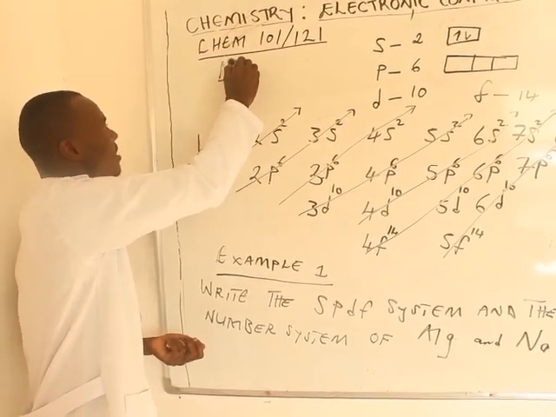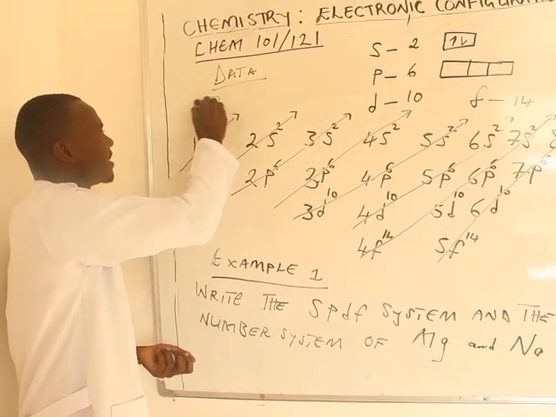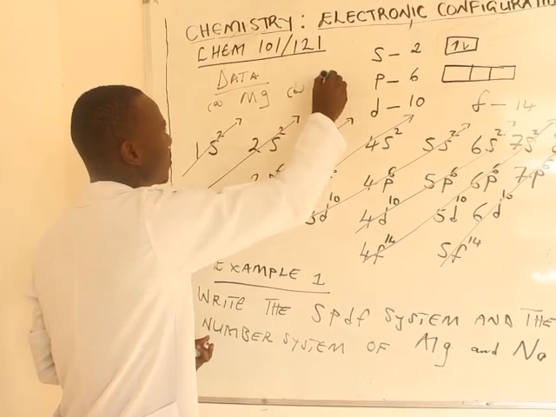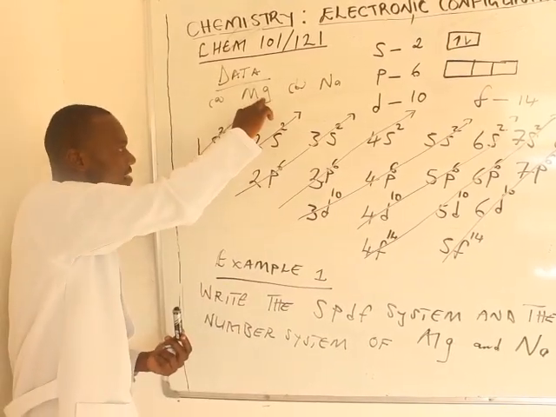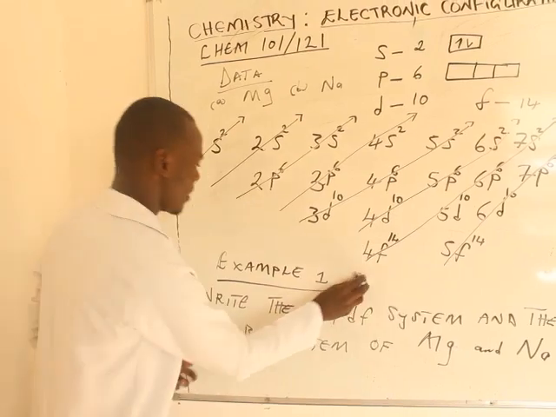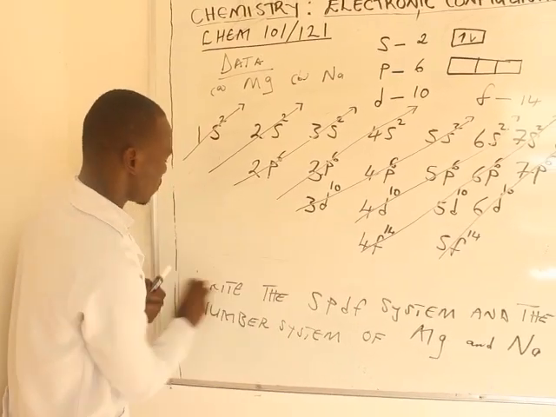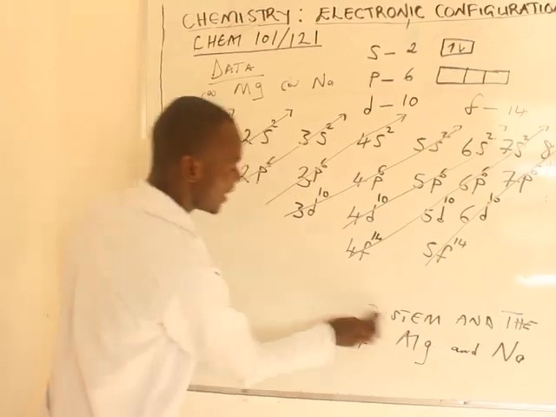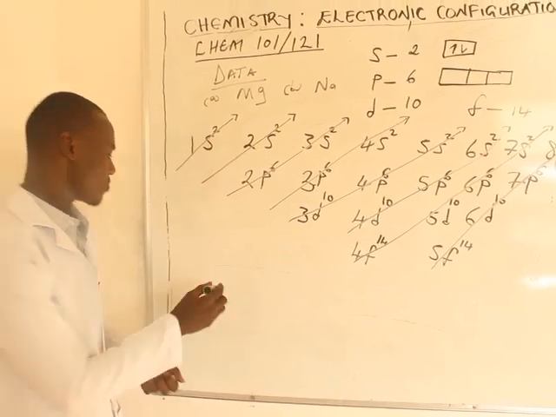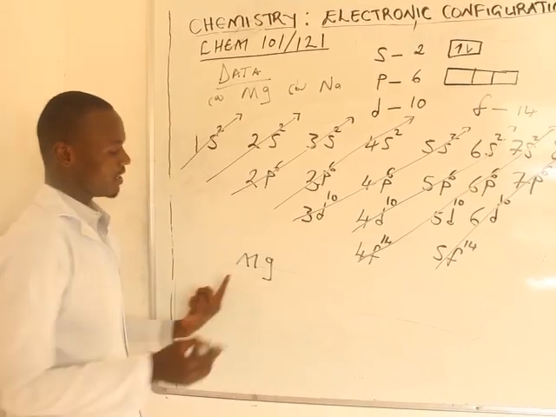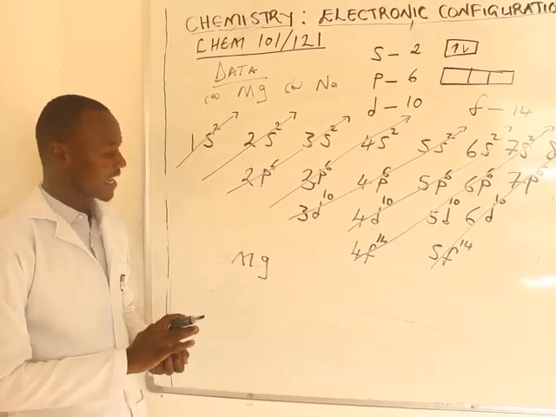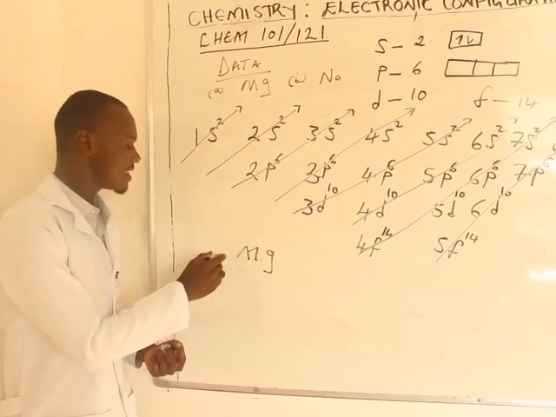So before I wrap this, I want to collect data. My data is: the first thing is magnesium, the second thing is sodium. Then I have to write the number system and the SPDF system for the two. So I'll wrap this so that I write the solution. Okay, so coming to magnesium, here I want to write the SPDF system of magnesium. As I was introducing, we are always using the atomic number.